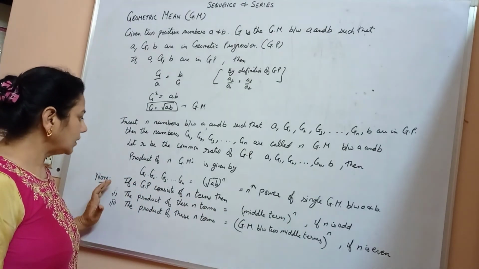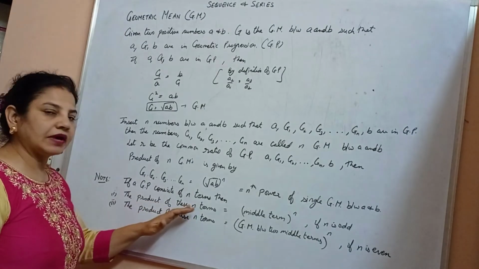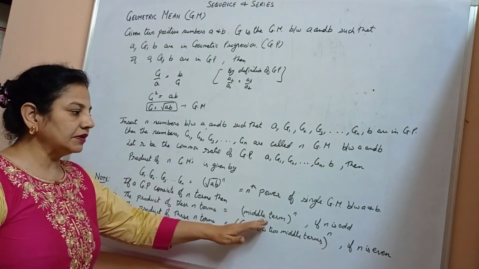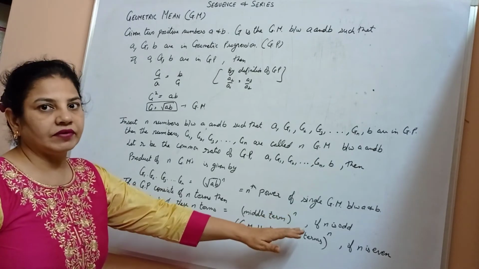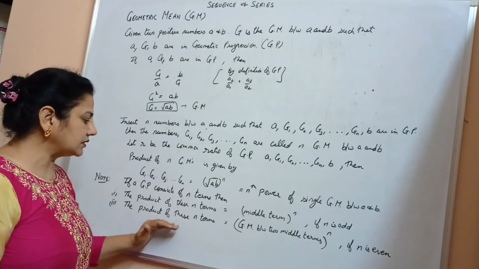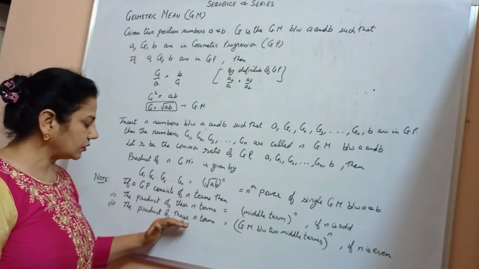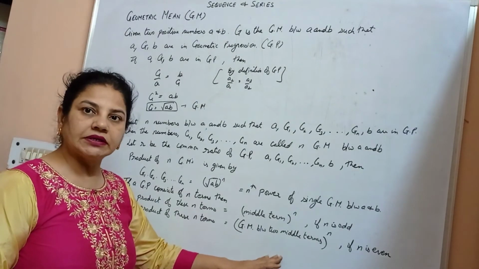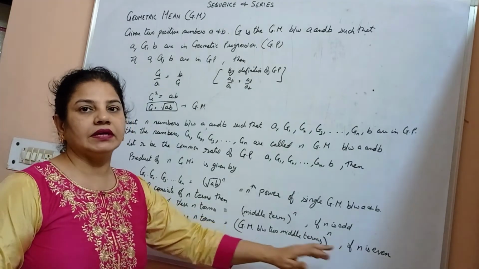Note: if a geometrical progression consists of n terms, then the product of these n terms is given as the middle term whole to the power n if n is odd, or the geometrical mean of the two middle terms whole to the power n if n is even.